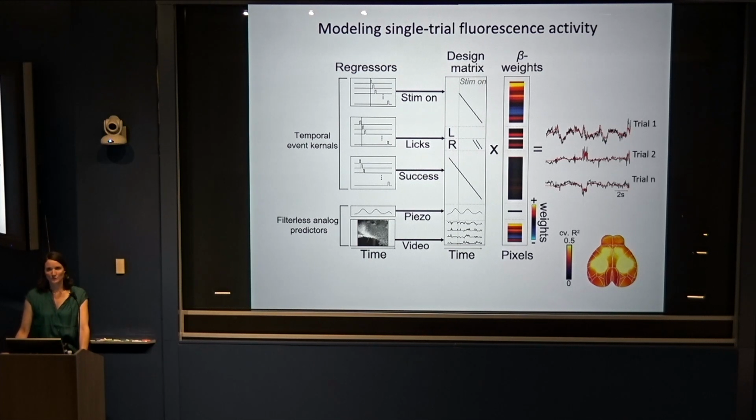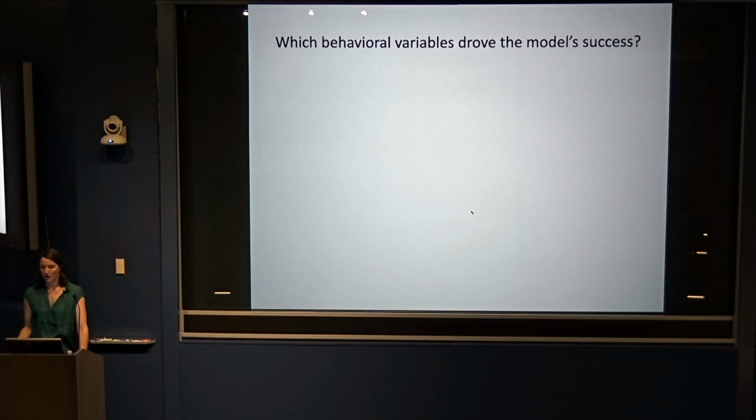And overall, we were able to explain about 42% of the single trial variance, which is a lot more than we expected. And it also put us in this kind of cool position of being able to say, okay, now let's look under the hood of the model and let's see what's making the model work. So in other words, which behavioral variables drove the model's success?